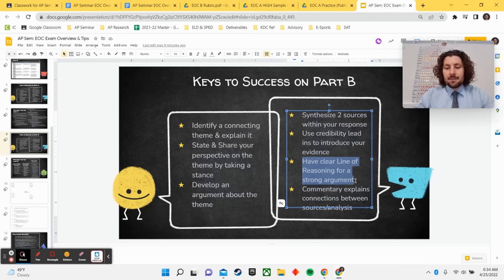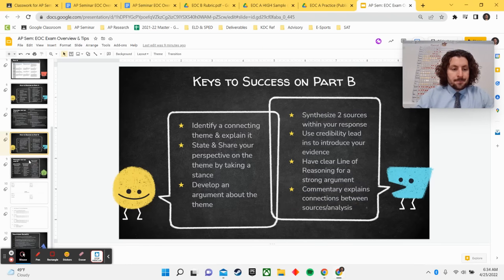Have a clear line of reasoning, so definitely connecting your ideas in a logical way. First this, then this, then this. Prove your point. And anytime you can add commentary or your own personal knowledge, you are welcome to do that. You can use that to clarify, conclude, and connect to your argument in some way.